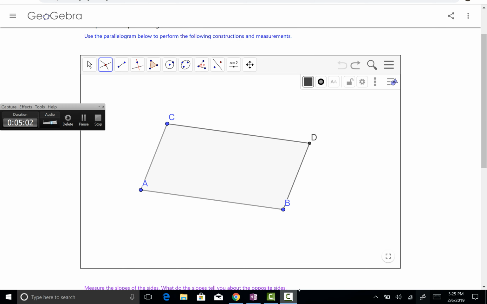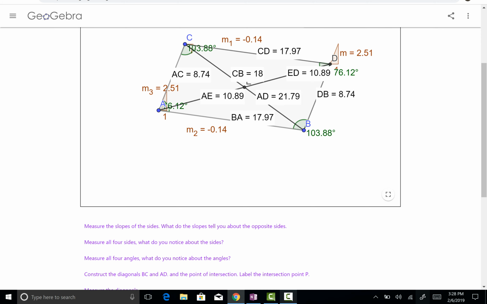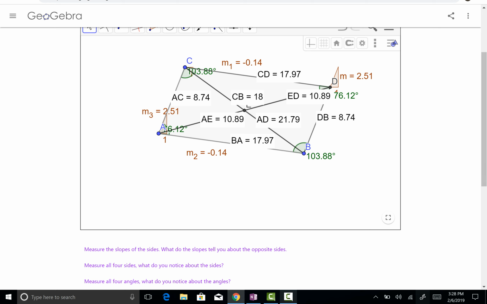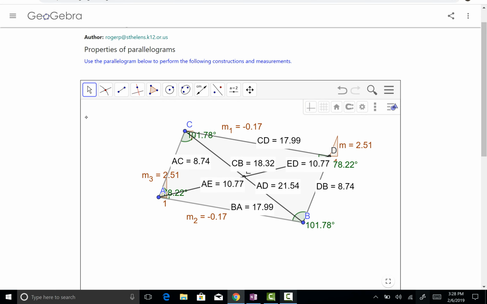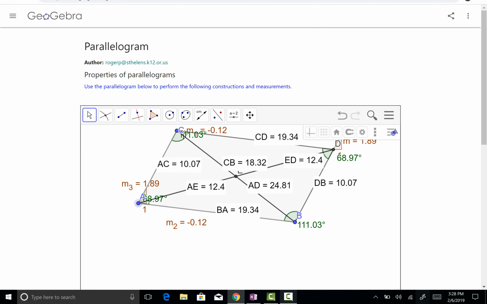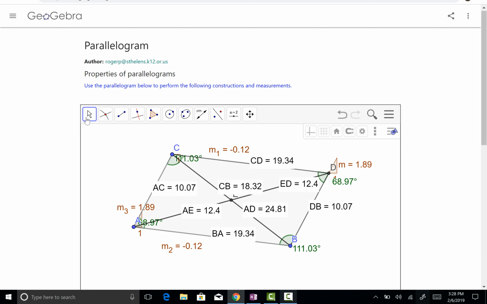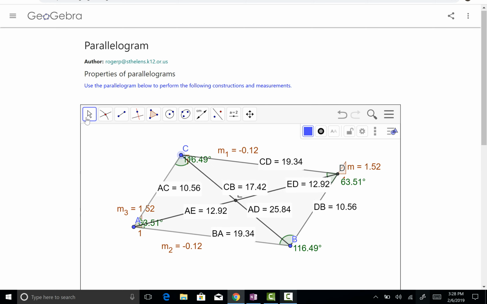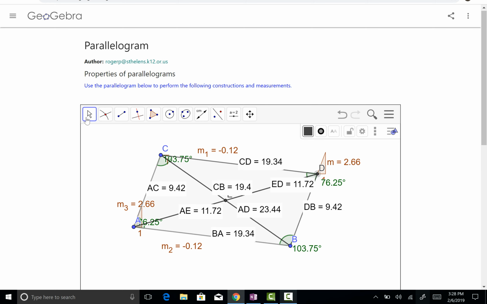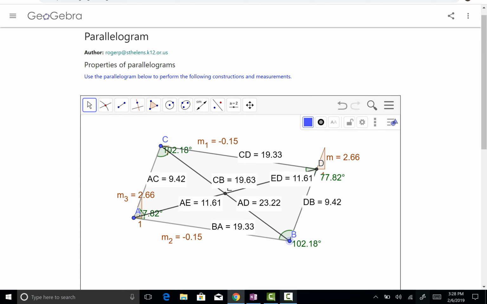Okay, so you should have noticed. Let's make some conjectures of what you would have noticed. My screen looks pretty cluttered. Hopefully it's what yours looks like. First of all, we measure the slopes of the sides. What do we notice about the slopes of the opposite sides? So we notice that no matter how we move this parallelogram around, what do we notice about the slopes of the sides? No matter how I move that, these slopes are staying the same.